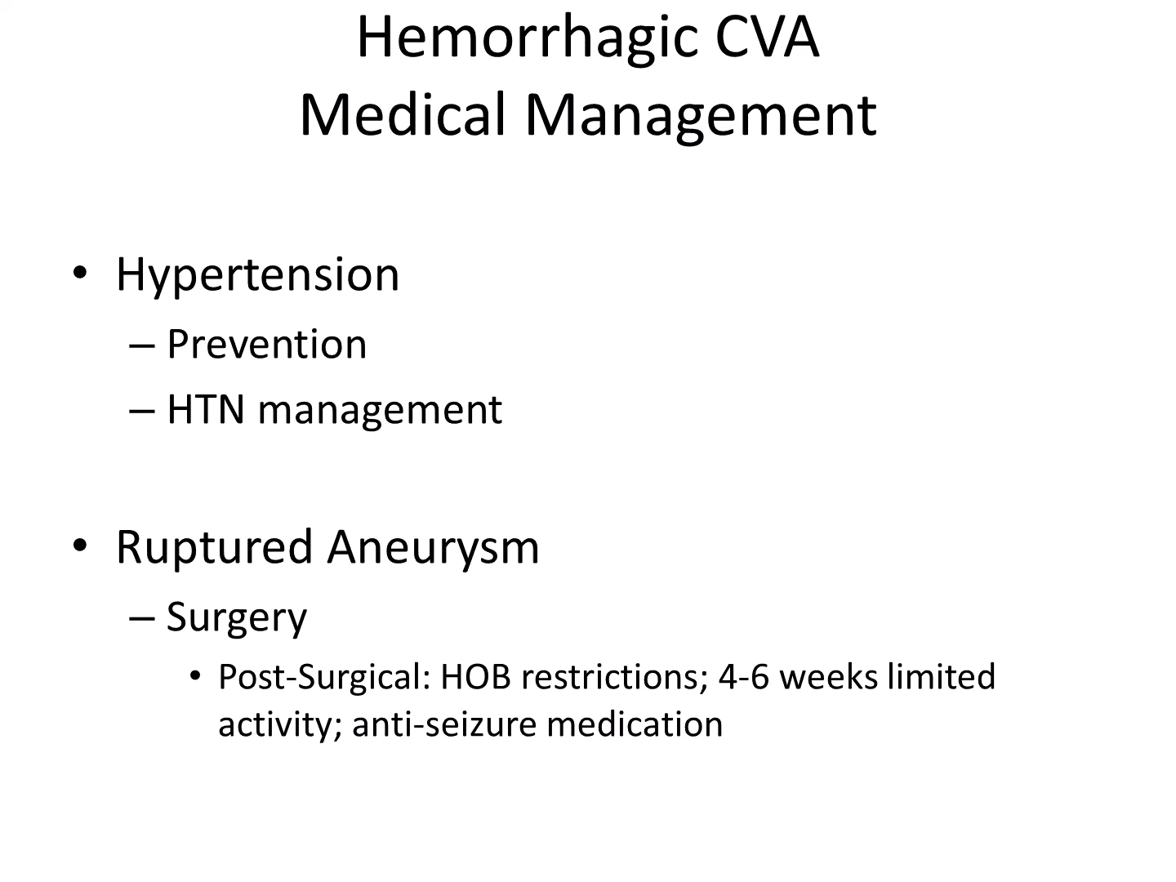Okay, medical management for hemorrhagic CVA is going to be hypertension prevention and management. If there is a ruptured aneurysm, that person may require surgery. And if there's a surgery due to a ruptured aneurysm, you need to be aware that there might be head-of-bed restrictions. So, for example, head-of-bed might have to be elevated to greater than 30 degrees, and these would be in the orders of the chart for the patient.